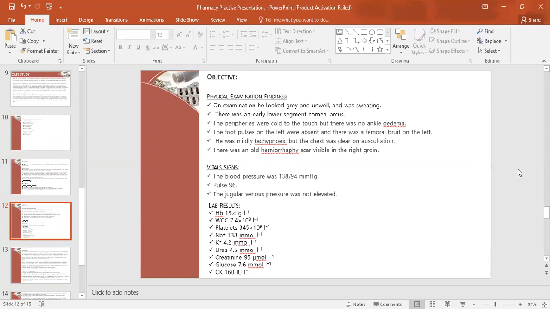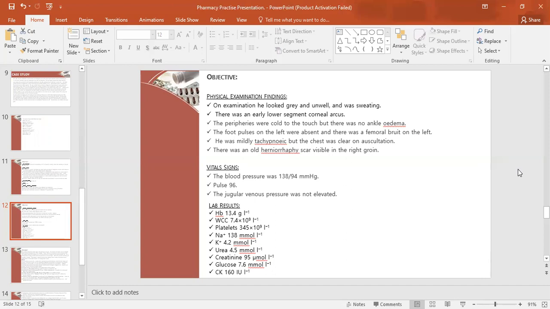Now, the objective findings. Physical examination findings included: he looked gray and unwell and was sweating. There was an early lower segment corneal arcus. The peripheries of the patient were cold to touch, and there was no ankle edema. The foot pulses on the left were absent, and there was a femoral bruit on the left. He was mildly tachypneic, but the chest was clear on auscultation. There was an old herniorrhaphy scar visible in the right groin.